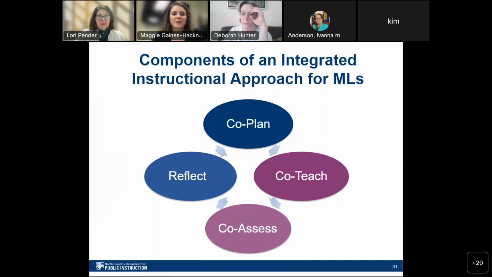I got ahead of myself again. So you'll see here the four components. We will start with co-teaching. We're going to move through the cycle, explore the different aspects of this, and we'll start with the seven different models.